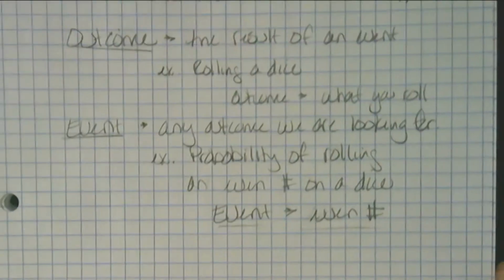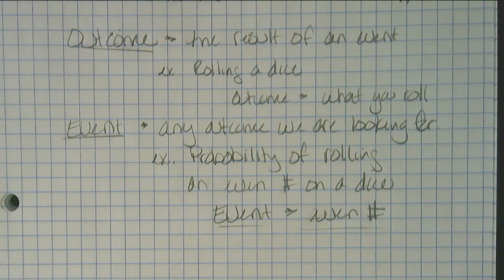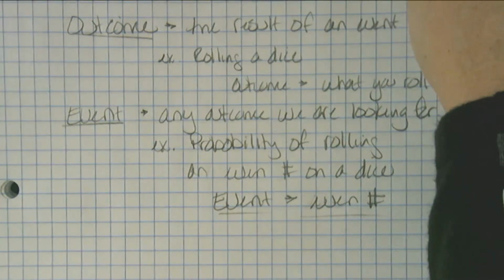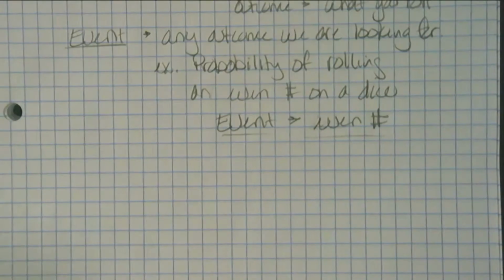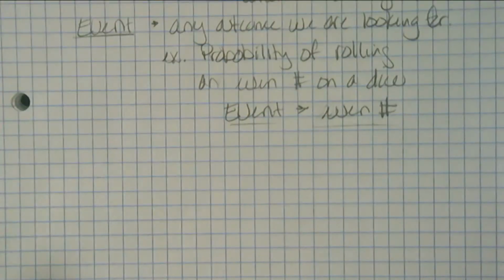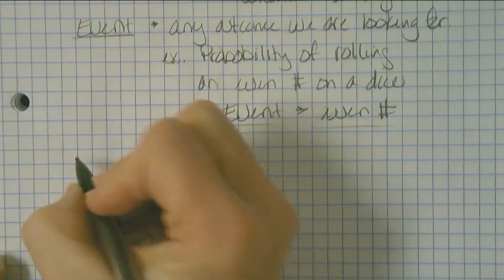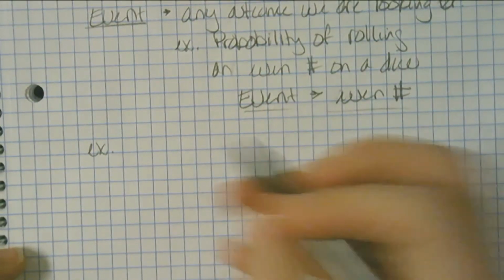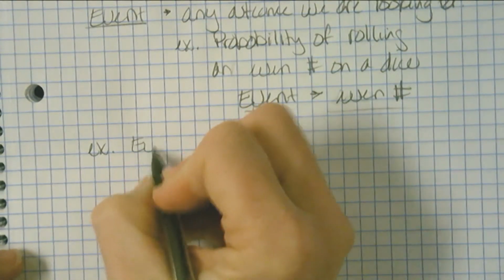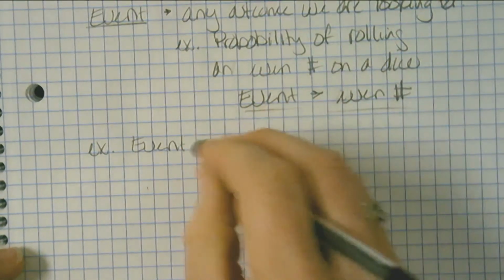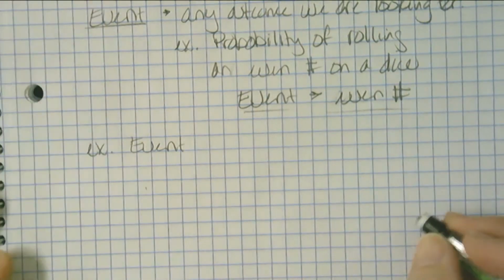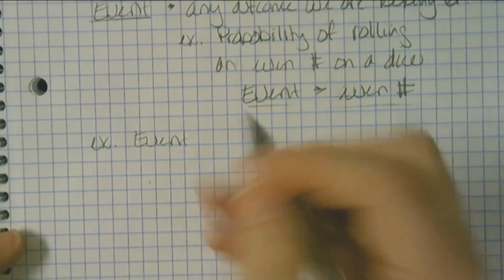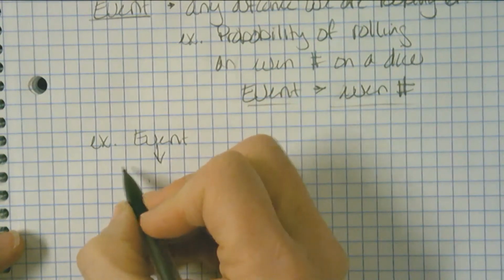So if we're looking to roll an even number on a dice, the event is the even number, because that's what we're looking for. All right, so let's take a look at how all of this makes sense. Let's say our event is rolling an even number.